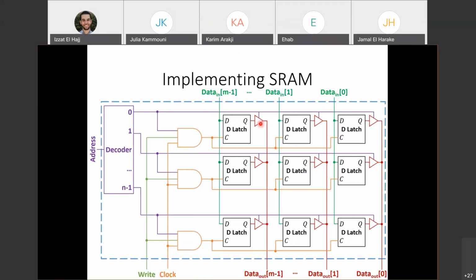And if we're writing, then the decoder is going to enable the AND gate that corresponds to the row that we want to write to, and all the other AND gates will be 0, so they will not be written. And for that row that we want to write to, obviously the write signal has to be 1. The clock will pass, and it will enable the data coming in to get written to the row that we want to write to. So this is how we implemented SRAM.